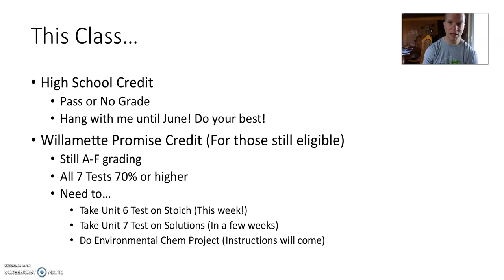Okay, so there's 3 things that you need to do. You need to take the Unit 6 test on Stoich. We're going to do that this week. You need to take the Unit 7 test on solutions. We'll do that in a few weeks. We've got some new material to introduce to you guys and get you used to before we do that. And then you need to do the environmental chem project. All of these things we're going to work through as a class.